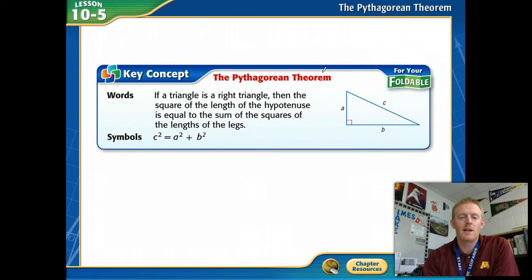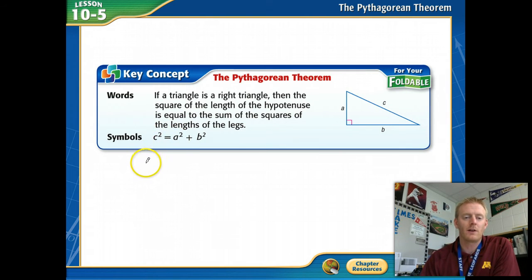All right, so here's what we got cooking here, folks. I would suggest that you have written down c squared equals a squared plus b squared for the Pythagorean theorem. Again, a and b are legs. They are interchangeable. It doesn't matter which one's a, which one's b. The only thing that matters is that you know that c is the hypotenuse, the longest side of the triangle.